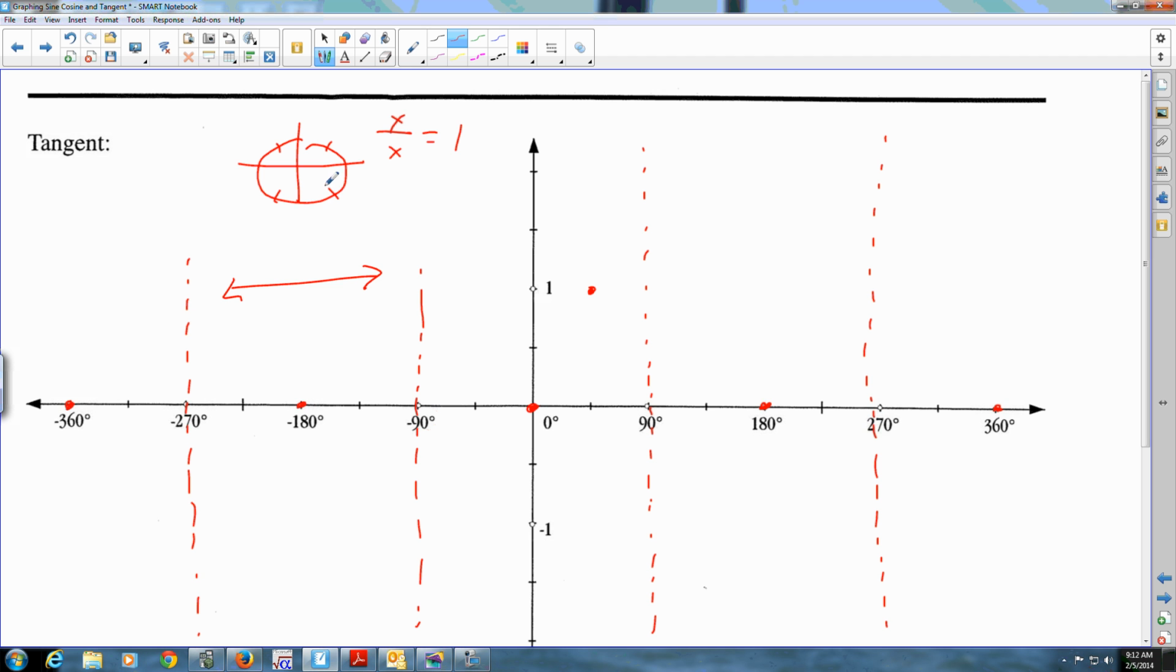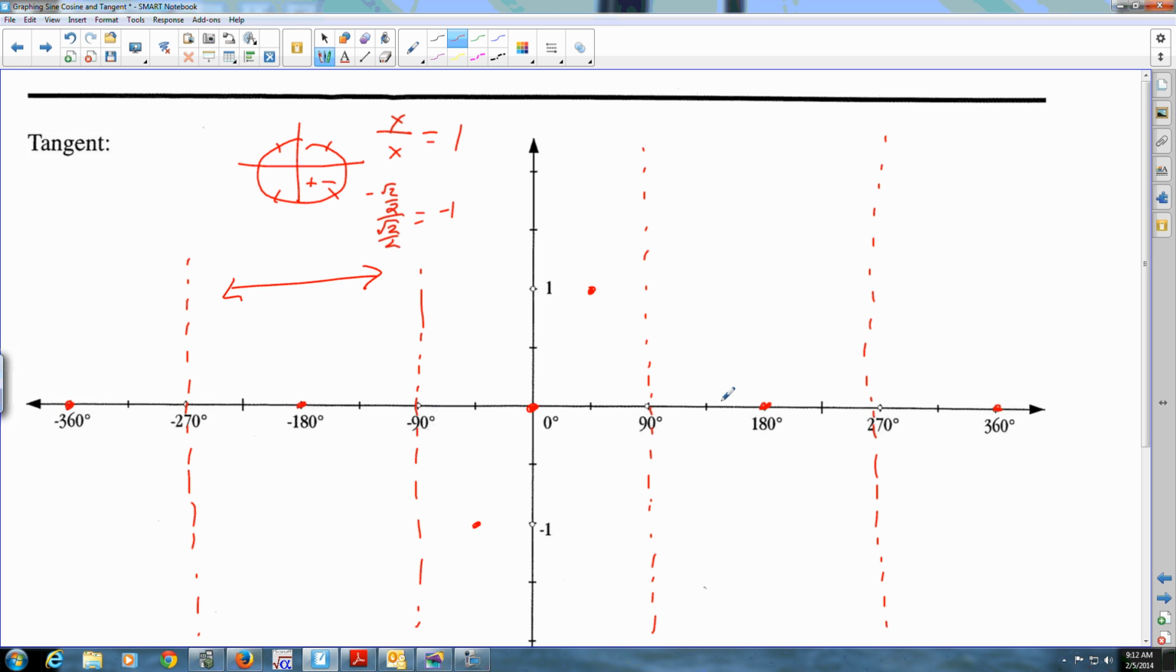So down there, in this quadrant, you're plus, minus, but again, they're exactly the same numbers. You're going to be negative square root of 2 over square root of 2 over 2. That's going to be negative 1. So at negative 45, you're at negative 1.